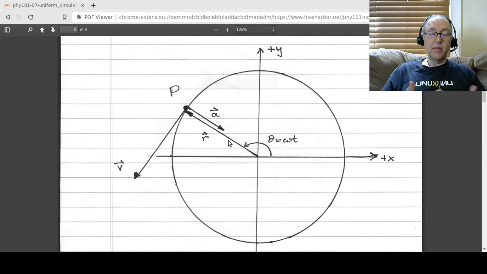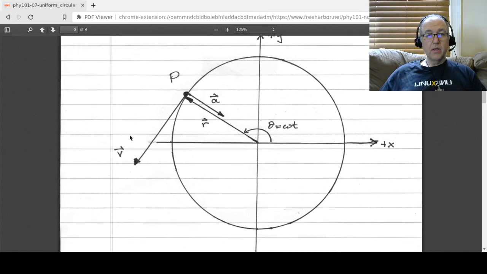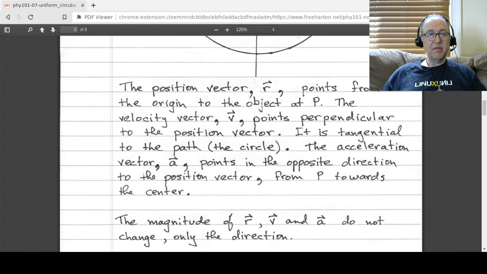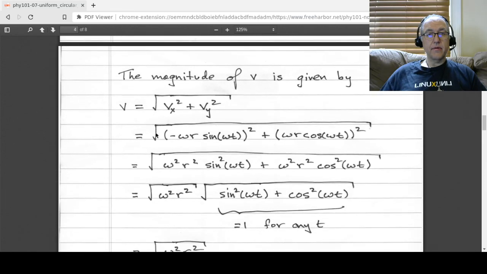And so this is very interesting because we have motion here where the only changing property of the motion is the direction of the kinematic quantities. That's what I have tried to describe here. So the magnitudes of R, V, and A do not change, only their direction. And that's actually almost like a defining property of uniform circular motion. Okay, next slide.